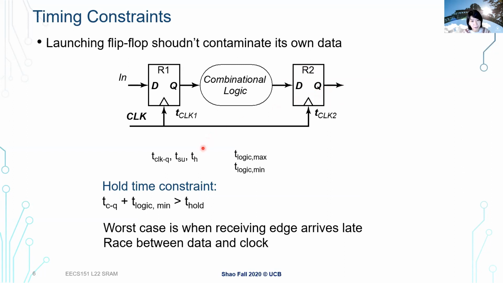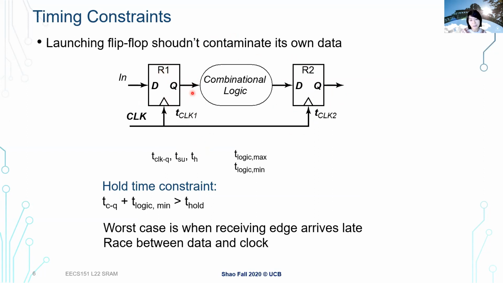And if you think about what really happens in this part of the circuit after a rising edge. So after a rising edge of clock, we get a new output from the first flip-flop, R1 here. So there's a clock to Q delay.